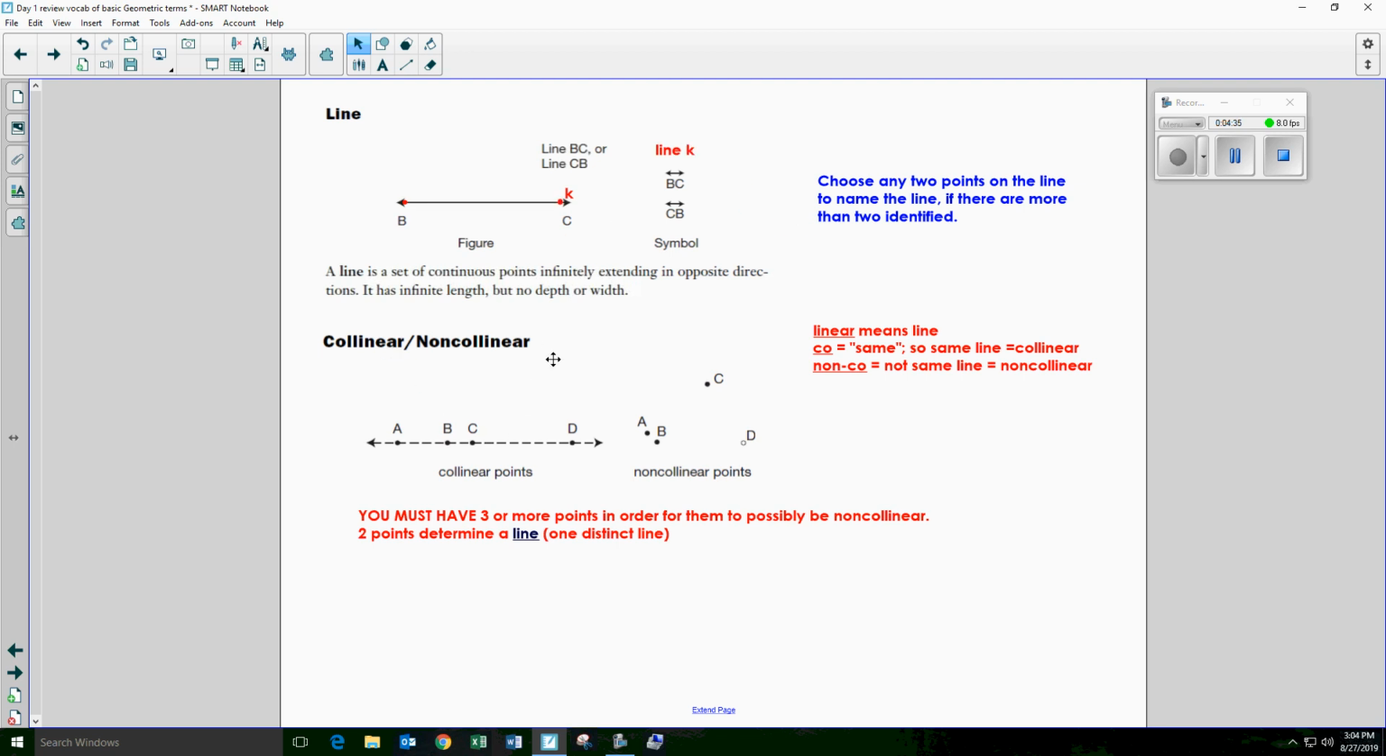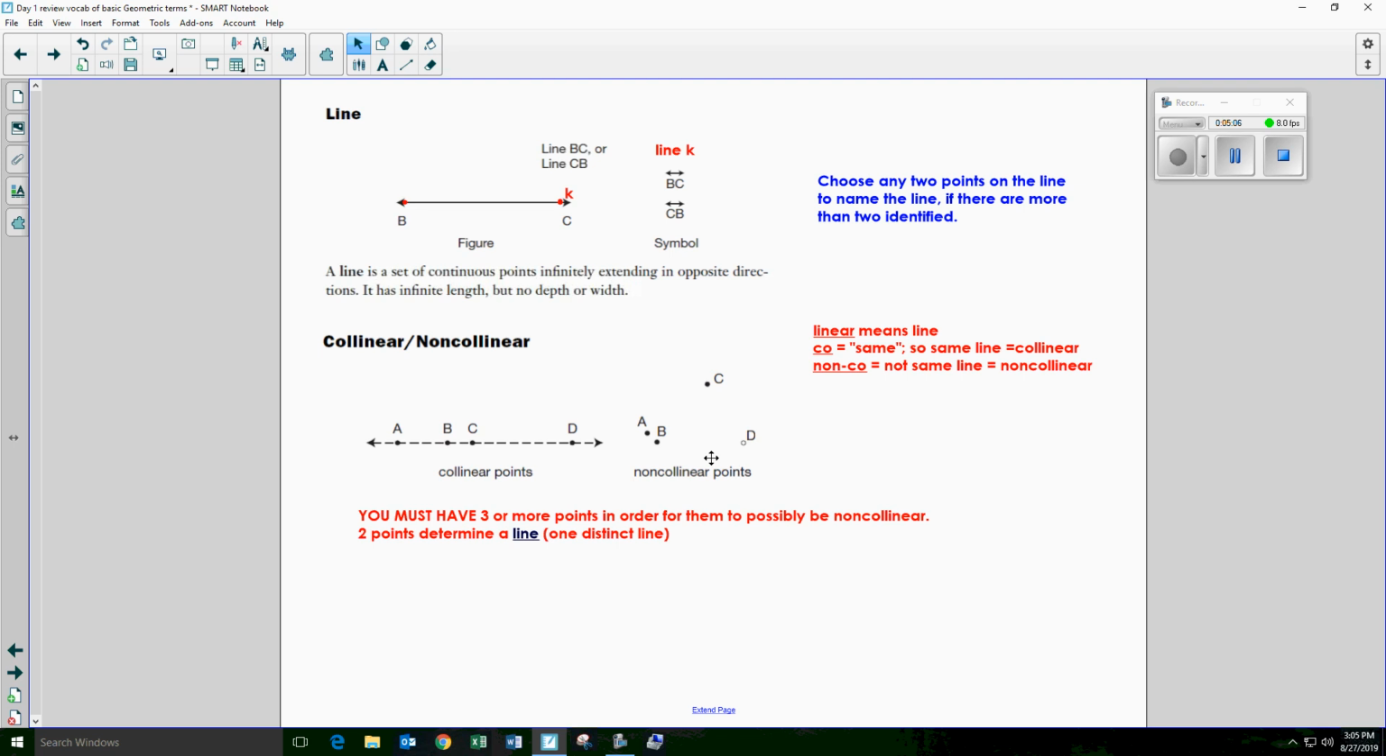All right, collinear and non-collinear. Co, as it says right here, means same. And linear, we can see in the word linear, means line, the first 4 letters, line. So collinear means their points are on the same line. Non-collinear, non means not, so not on the same line. Here are 4 collinear points, so I can draw one line through all of them. Here are 4 non-collinear points because I cannot draw just one line and have it go through all 4.